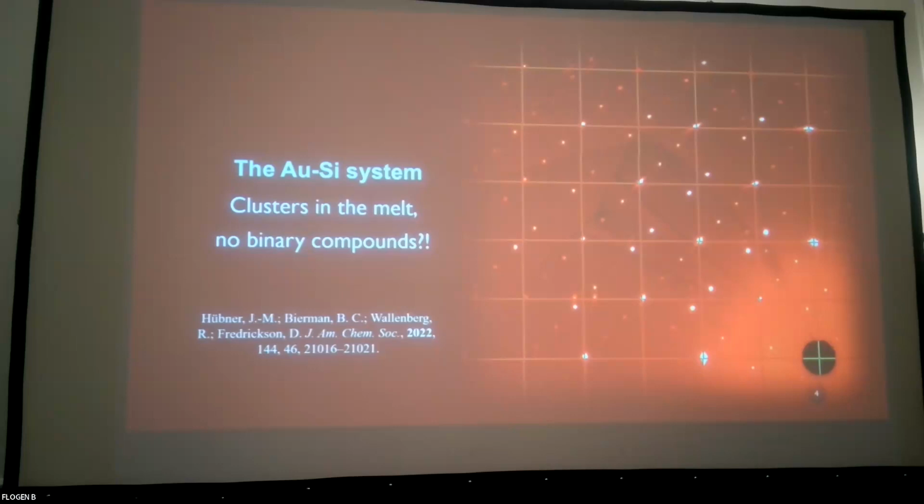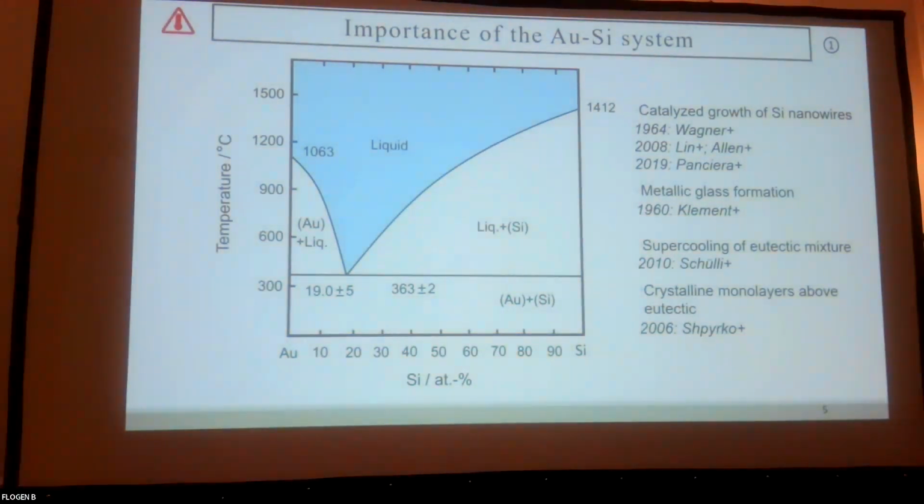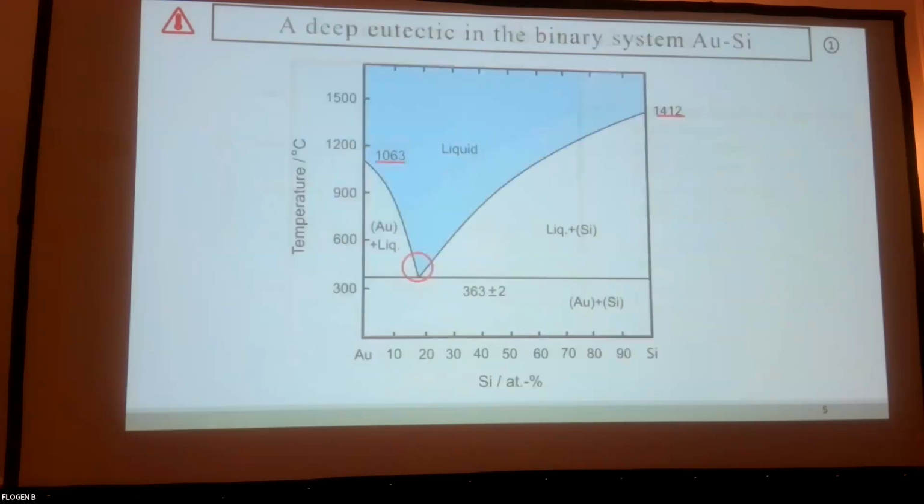This is the gold silicon system, and there the idea was that you have predefined clusters in the melt, but still there was no binary compound known. And the system is in general important for different reasons. One being you can grow silicon nanowires from these systems. Then this was also the first system, I believe, where the metallic glass formation was discovered, and also for other reasons a lot of attention has been paid to the system.